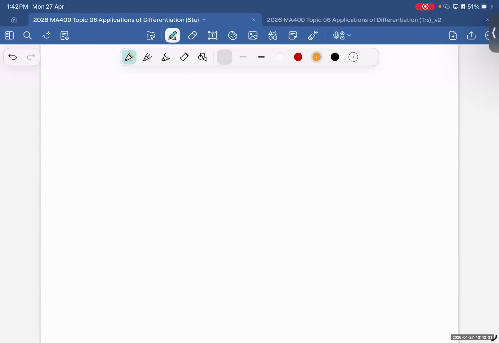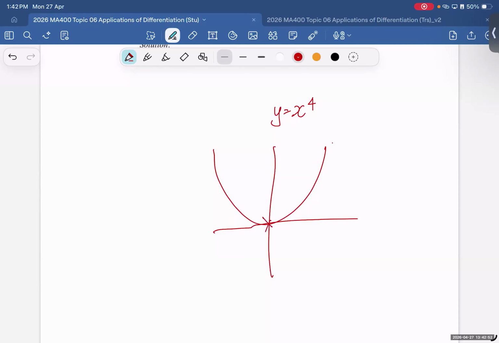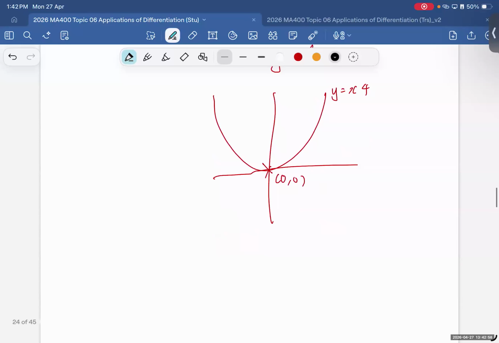Possible. I think quadratic is correct. Y equals to x squared is correct. So a safer one, maybe you can use y equals to x power 4. You can see the graph has a turning point. The turning point is 0, 0. So now you realize, this one came out before. Previous years they tested this.